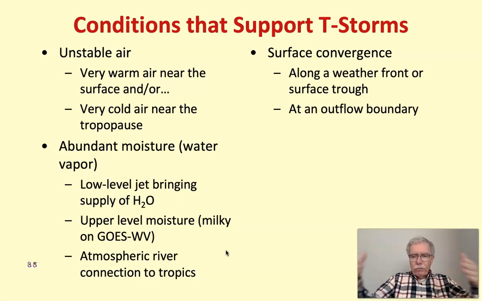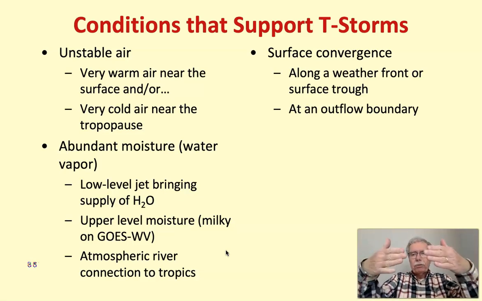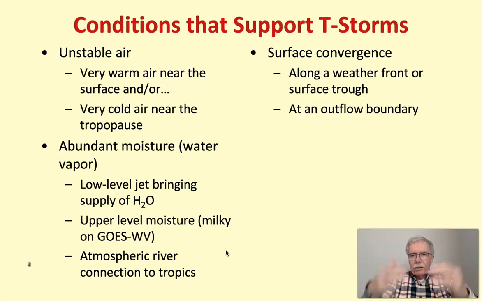How about surface convergence? We know about convergence. Convergence happens when air is forced together. And of course, when air is forced together at the surface, there is nowhere to go but up. And then at an outflow boundary, and you don't know what an outflow boundary is yet, we will be spending some significant time on outflow boundaries in just a few minutes.